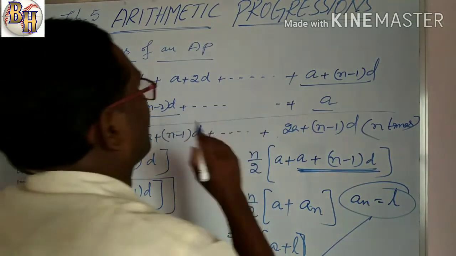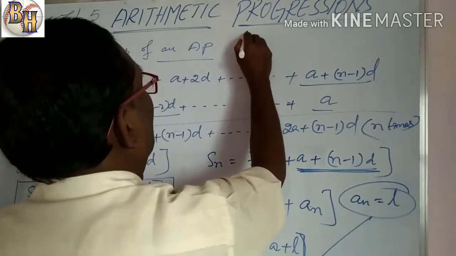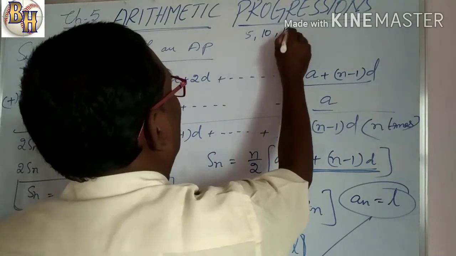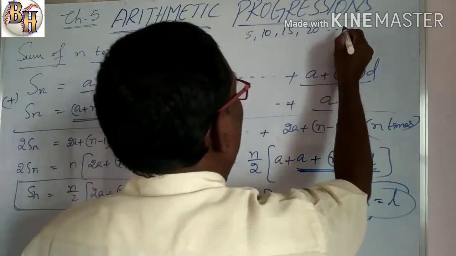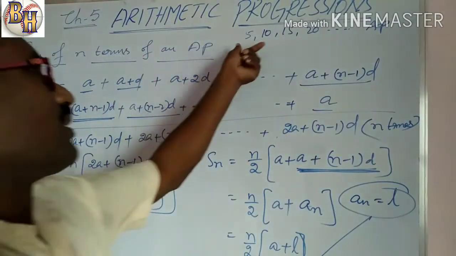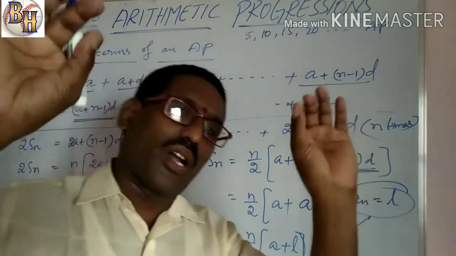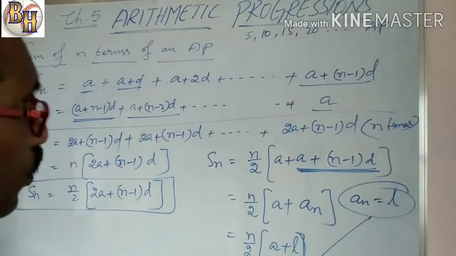See, sometimes, for example, 5, 10, 15, 20. This is an AP. Yes or no? AP only? Yes, because the difference is the same, 5, 5, 5. Yes, it is an AP. The difference is the same, that is called an AP.